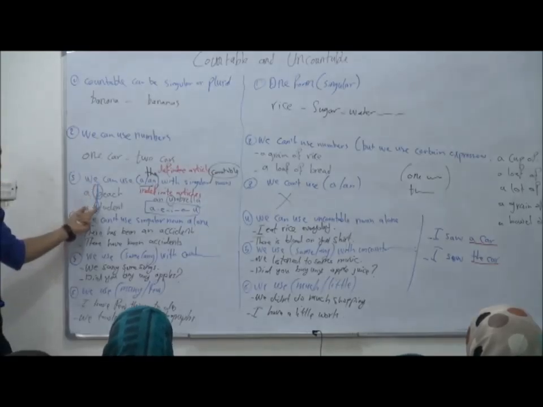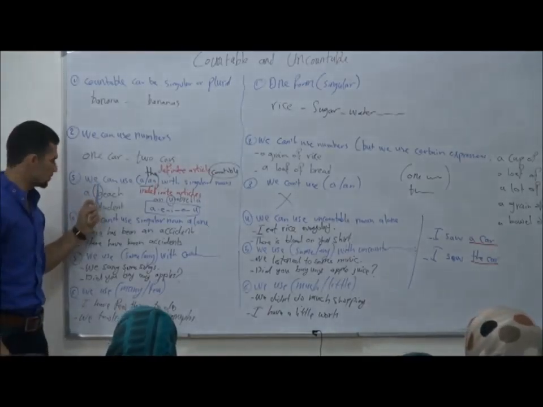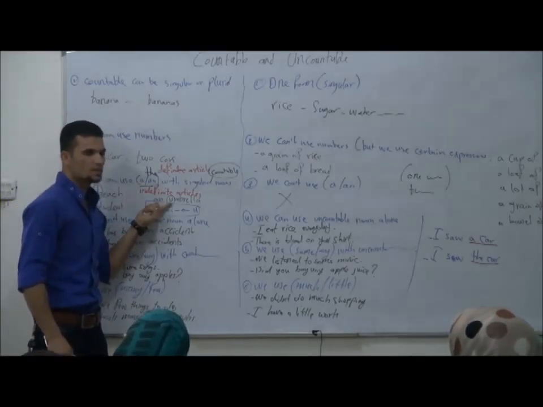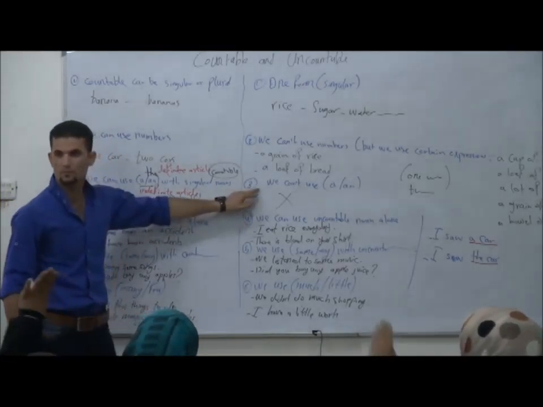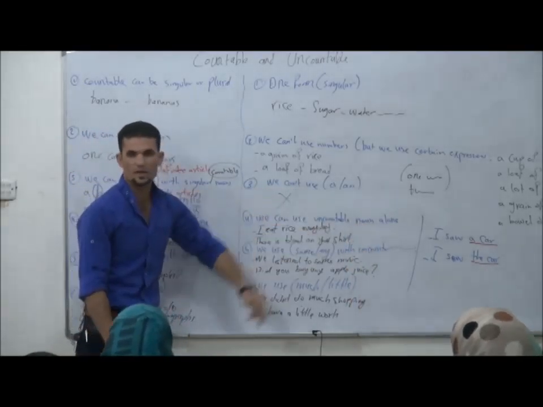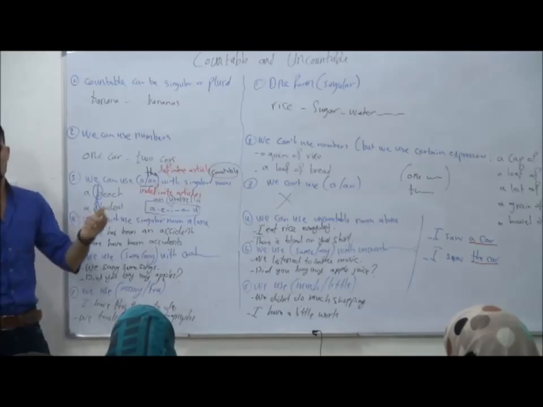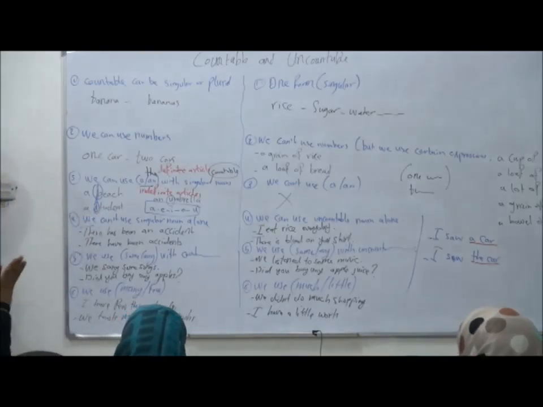So we use A and AN with singular countable nouns. We said A with the noun that starts with what? Consonant. And we use AN with the noun that starts with a vowel. Yes, Father. Can we use A and AN interchangeably? Yes, we cannot, because they have one form only.